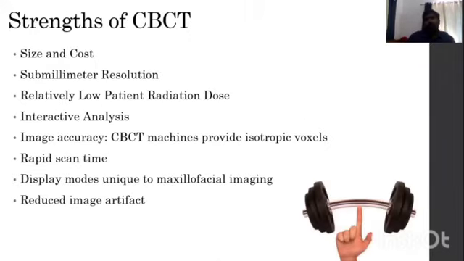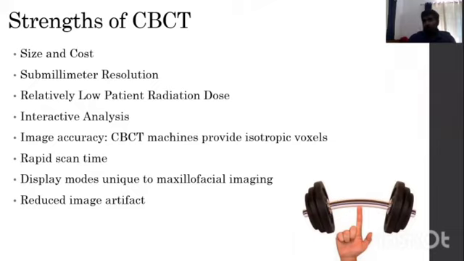And like any imaging modality, CBCT also has some strengths and limitations. Strengths of CBCT are size and cost, which I already told you. Then sub-millimeter resolution, then relatively low patient dose compared to other advanced imaging modalities. Interactive analysis is one of the most useful things for CBCT. You can interact with the patient by showing the 3D image to the patient, because if it's a 2D image, the patient can't recognize or appreciate the image.